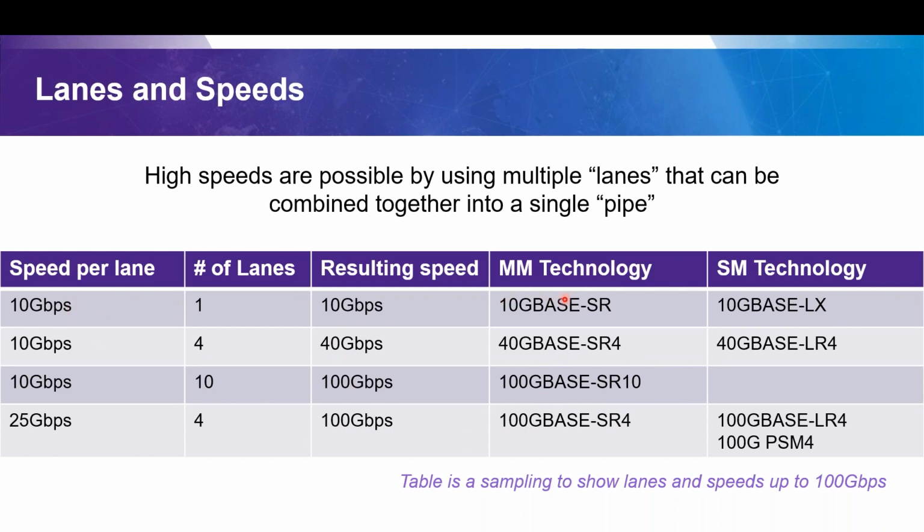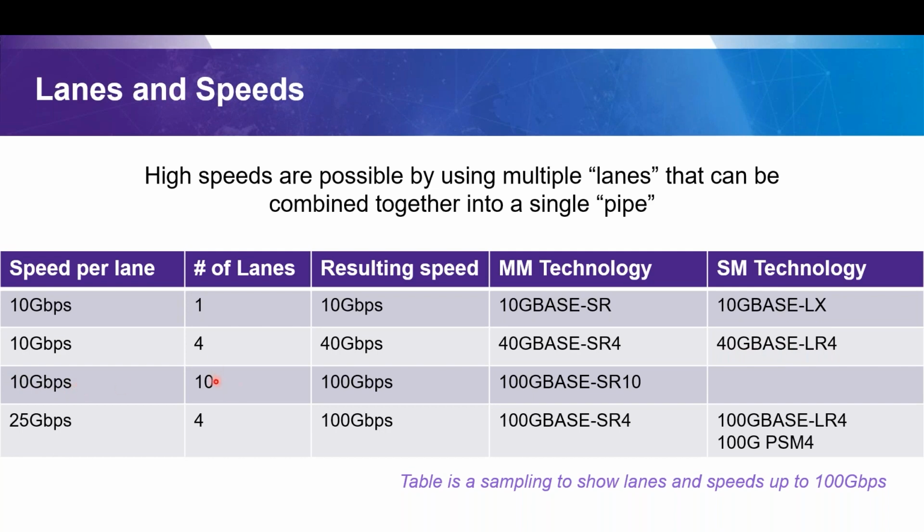So in this case, this would be just an LC or SC type cable, just one single lane. This one here is using 4 lanes. So we've got 4 transmit, 4 receive. So 4 lanes of 10 gig is going to give us a 40 gig speed coming out. And then the different technologies would be 40GBASE-SR4, or for single mode, the long range 40GBASE-LR4.